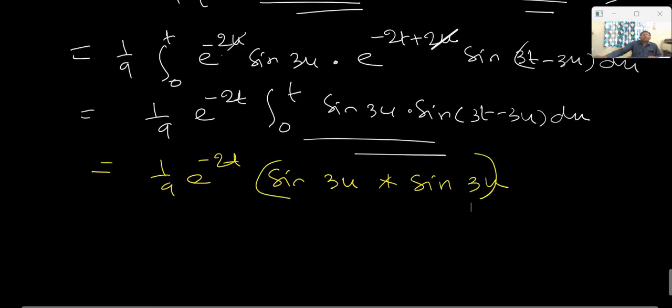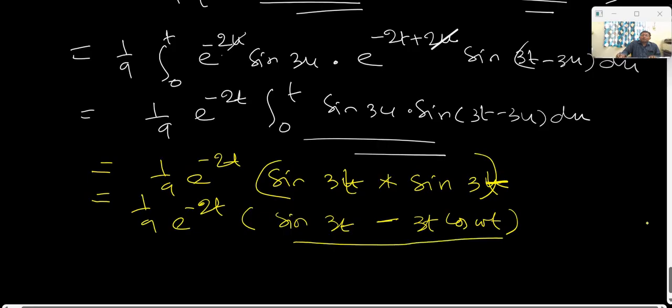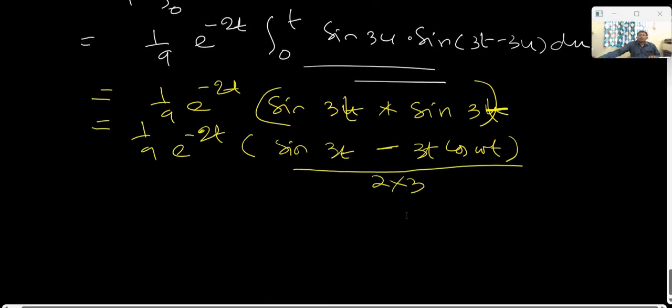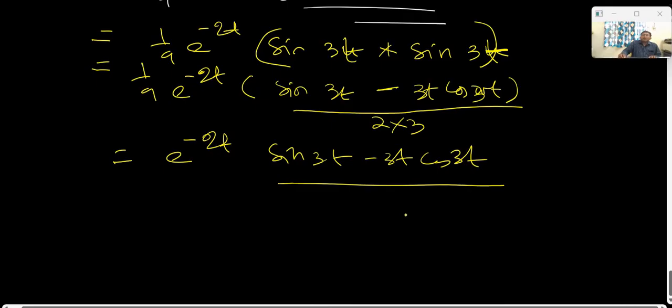So you know the answer of this. It will give you 1 by 9 e to the power minus 2t sine omega t convolution sine omega t. Sine omega t means sine 3t; it is like t convolution t. Sine omega t minus omega t cos omega t divided by 2 omega, 2 into 3, is it not? So this is equal to e to the power minus 2t (sin 3t minus 3t cos 3t) divided by 6 into 9, that is 54, right? So this is your answer.